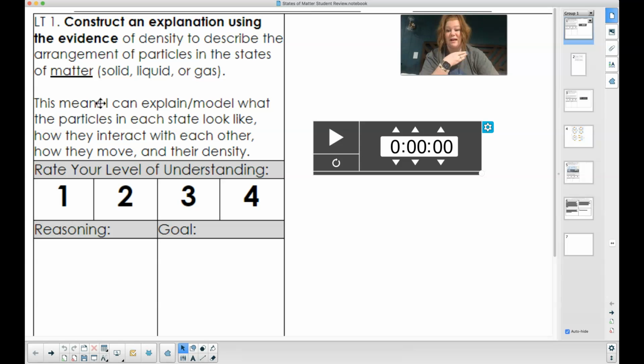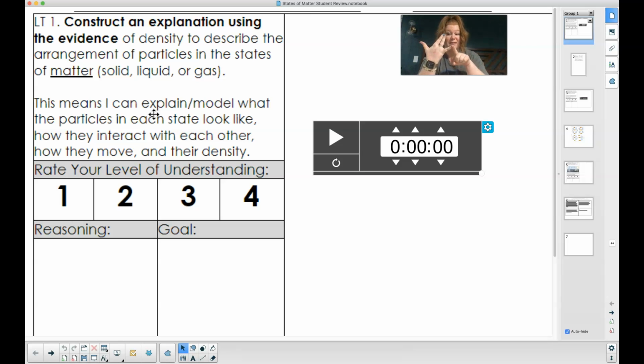This means that I can explain or model, because we're explaining, so sometimes models are helpful to explain what the particles in each state look like. So what do they look like? So that's a model. How do they interact with each other? So how do they act with one another? How do they move? And their density. So I heard 4 things that we need to explain about each one. You can draw models, use words, or a combination of both would probably be best.